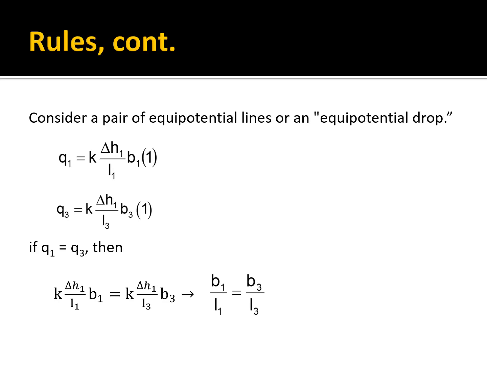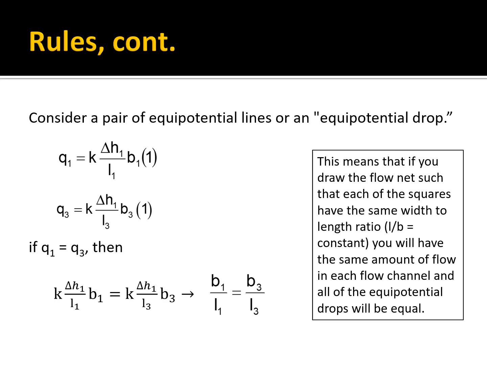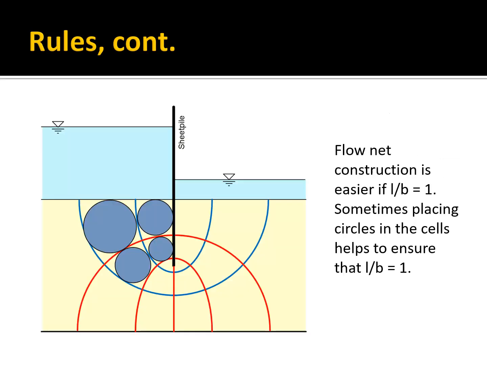It's a really simple solution to an equation. So, in summary, if you draw the flow net such that each of the squares have the same length to width ratio, you'll have the same amount of flow in each channel, and all of the equipotential drops will be equal. Now another way to visualize this is if you have equal length to width ratios, then you would be able to put circles inside each of these cells, and the circles would just touch each side.